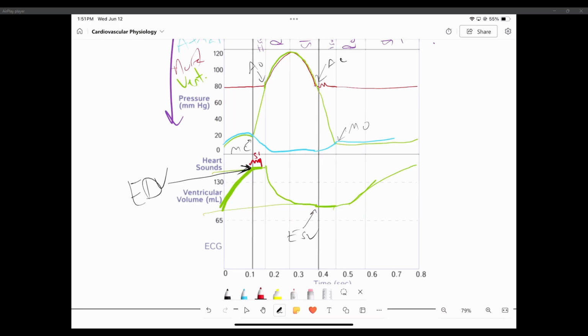Mitral and tricuspid valves closing. S2, so there'll be no sounds. And then here is S2. What valve event is happening at S2?